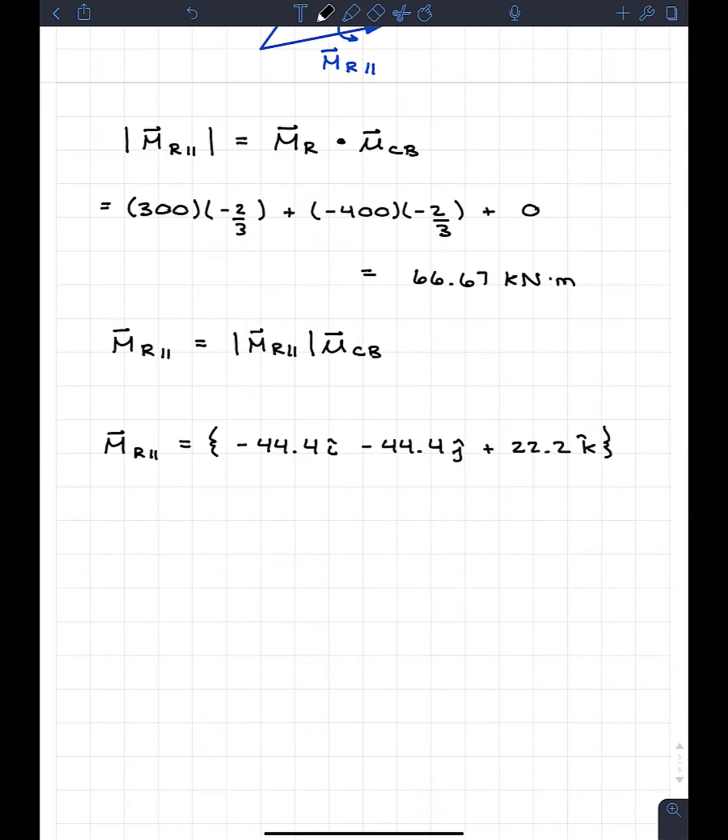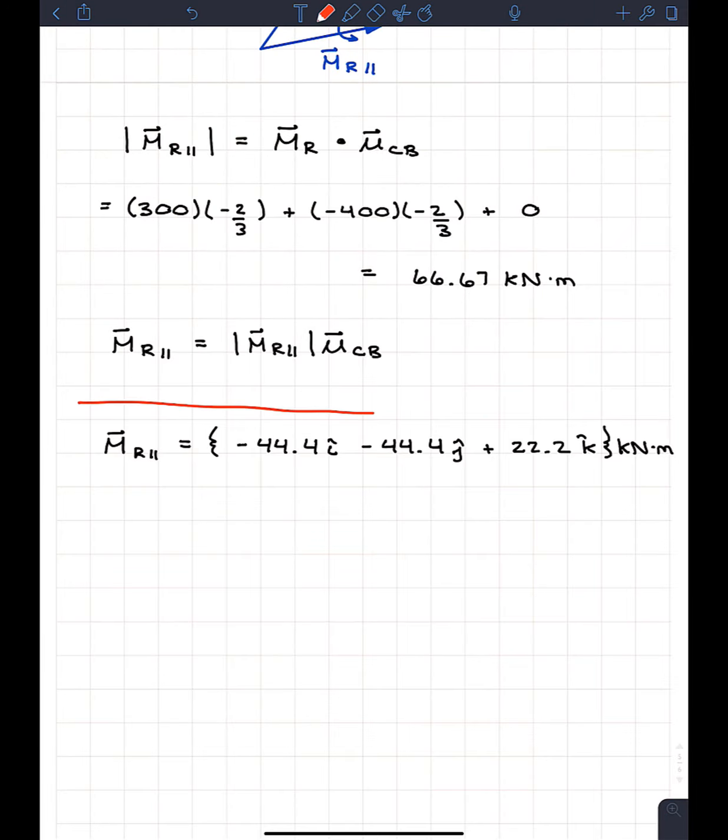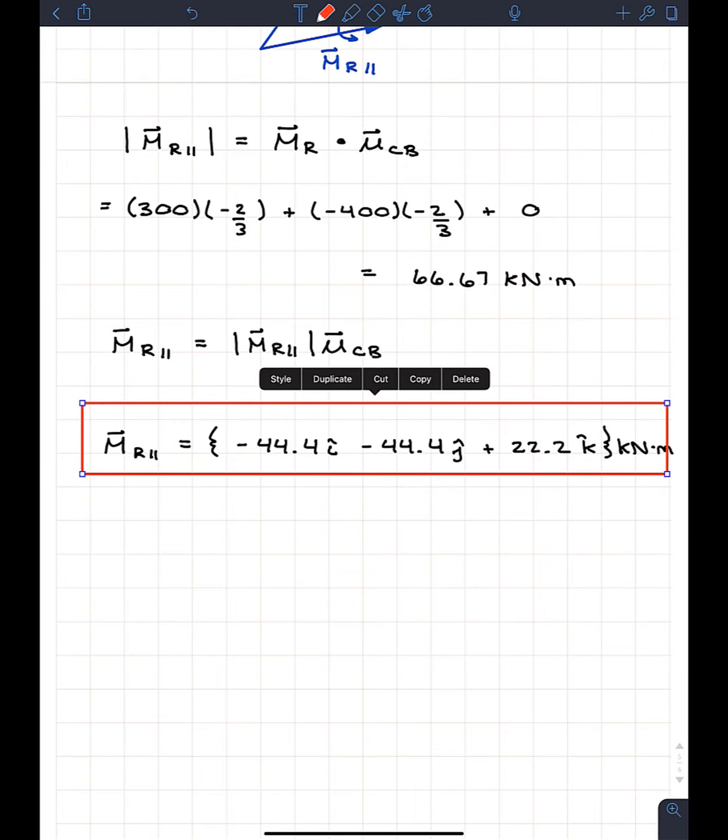I can end this, and of course the units will be kilonewtons times meters. And that's one of the answers. Remember, it wanted MR parallel. So I got that. I can put the box around it. So let's try and make it somewhat nice. So this is done. MR parallel is done.